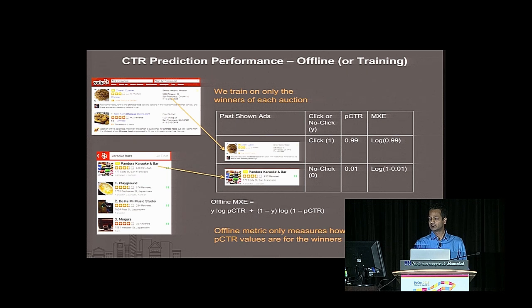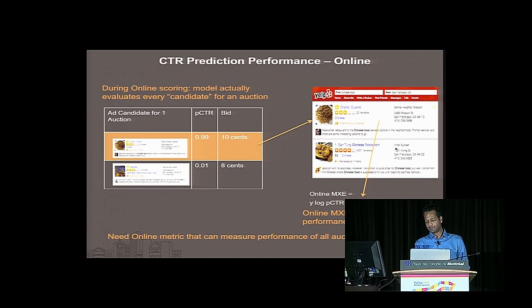So for every auction that we did and we showed the winner, we take the past winners, and then we look at whether those ads led to a click or no click, right? And then we train a model, and then the model outputs click-through rates, right? And then we compute this mean cross entropy value, right? Now, you will notice that online, when we are actually applying our model, at that time, we are actually applying it to every candidate in the auction. So we learned something using only the winners of the auction, but now it is being applied to everybody, right?